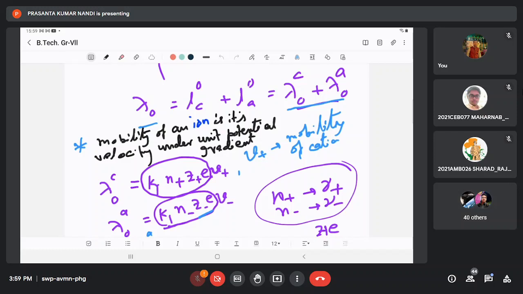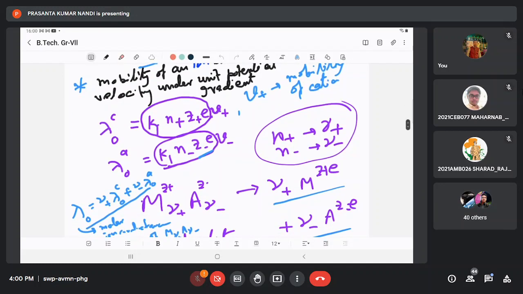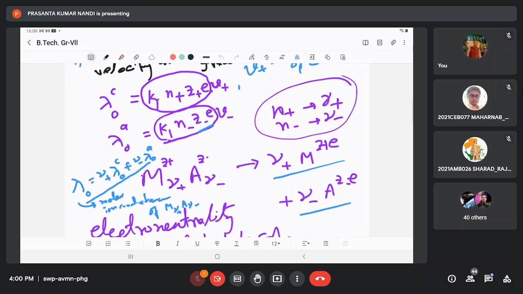What is n plus and n minus? n plus is equal to mu plus. Say, for example, we have a salt denoted by M mu plus Z plus. Z plus is the charge, and mu plus is the stoichiometric number. So maybe it will be 1, 2, 3, 4. So for the salt A nu plus Z plus, A nu minus Z minus, when this salt splits in aqueous medium, it will split like this: nu plus M Z plus, and plus nu minus A Z.